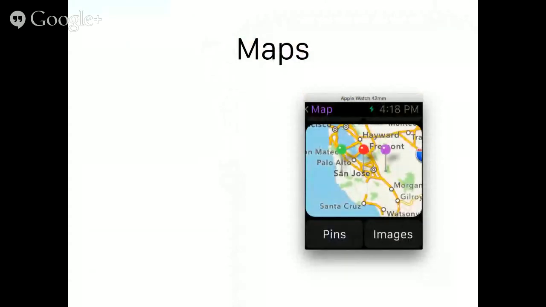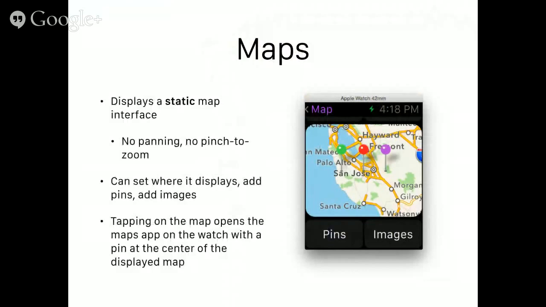You can put maps in your app. Maps have a very interesting set of properties on WatchKit. You can't interact with it, so you can't move your finger around and zoom in. You can add a pin to it, but you can't display information with the pin. When the user taps on the map, it opens the Watch Maps app on the watch, exits your app, and the center location, wherever you centered this map, shows up as a pin.